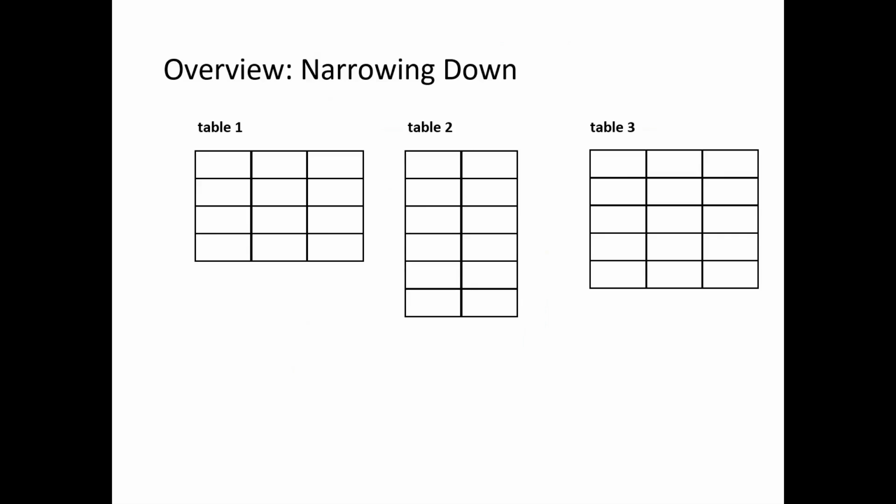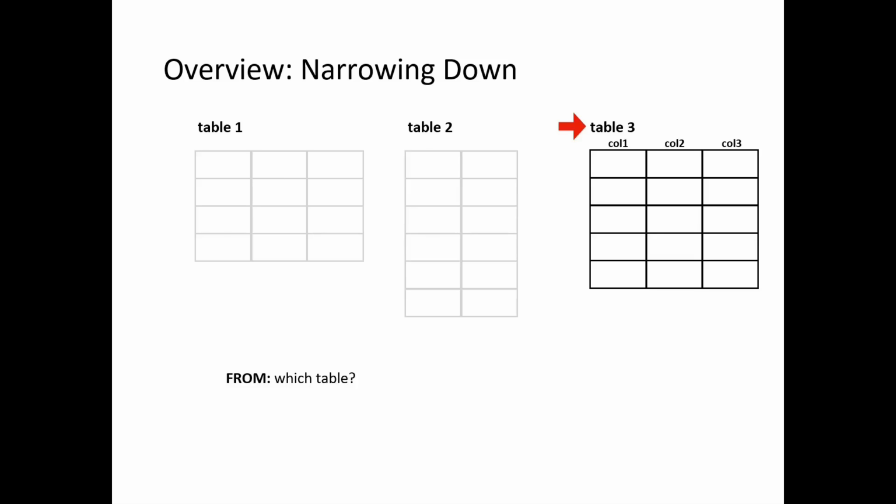All right. Next up, how do we actually get information out of a database? The idea is that we're going to be narrowing down a large collection of data to just the piece that we want. So a database, for my example here, has 3 different tables. And if I want to access just table 3 and get some information out of that one, the keyword I'm going to use is from. And that's going to let me tell which table I want to get the information from.